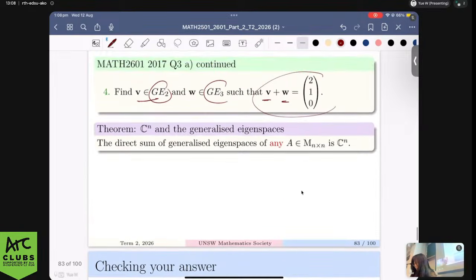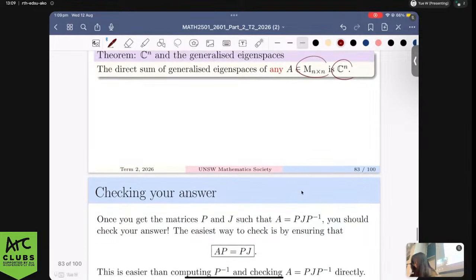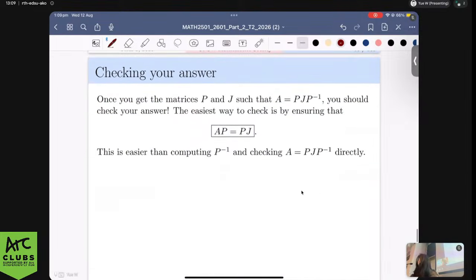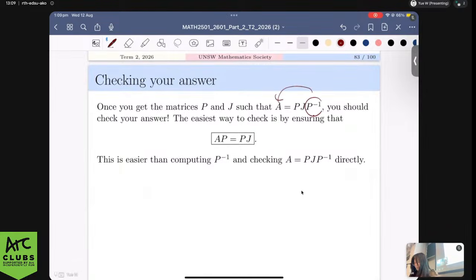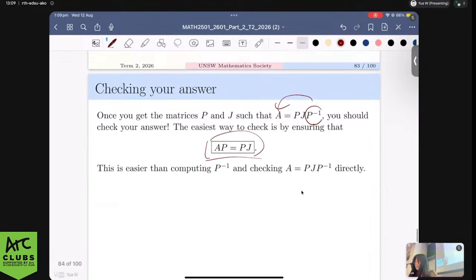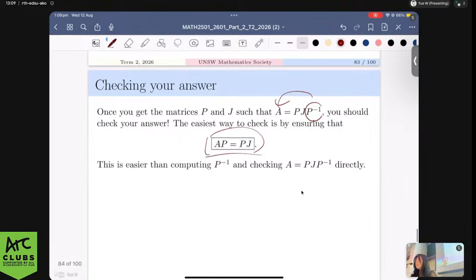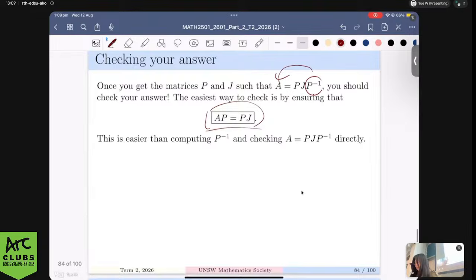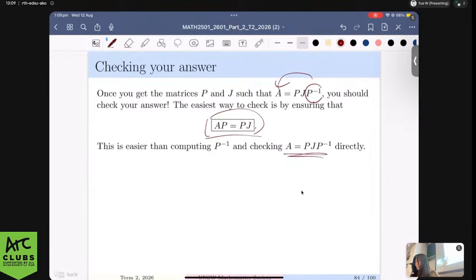Okay, and this is just a little theorem. We say that the direct sum of the generalized eigenspaces of any n times n matrix A is C to the n. And in an exam, you want to check your answer. In order to do that, you can move this over and check whether this thing here is true, just to check whether you made any silly mistakes. And this is easier than computing this directly because you don't have to find P inverse.